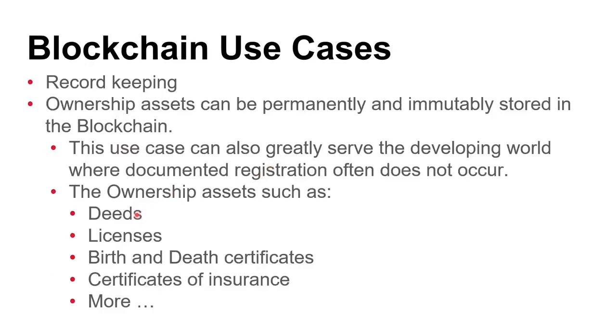Record keeping, so the immutability and the permanence of the blockchain is great for storing deeds, licenses, birth and death certificates, marriage certificates, certificates of insurance, much more. Many times, the difference between prosperity and poverty is paperwork.